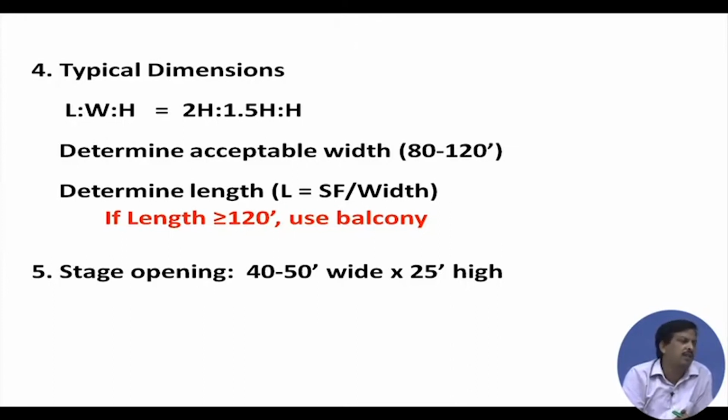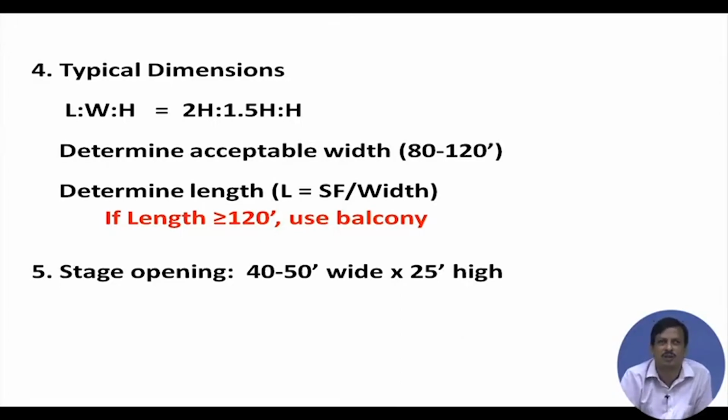length should be twice the height, width should be 1.5 times the height, and height is h. So, if the height is 10 feet, then length should be 20 feet and width 1.5 times, that means 15 feet, and height 10 feet. But the volume should support the large room acoustics. So, it may not support large room acoustics, so it cannot be a large room acoustics auditorium.